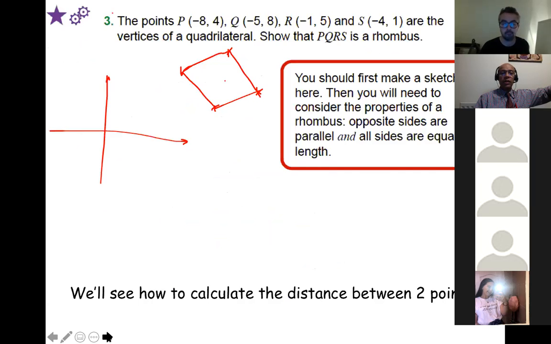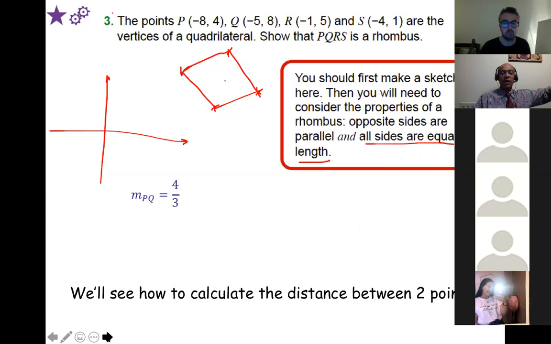Okay, so here we were asked again to show that we've got a rhombus, so opposite sides are parallel and all sides are equal. So we're going to check that they are parallel, and later on when we look at vectors, we'll be able to find out how to calculate the length, the distance between the 2 points. Okay, so at the moment we're just going to do half the work.